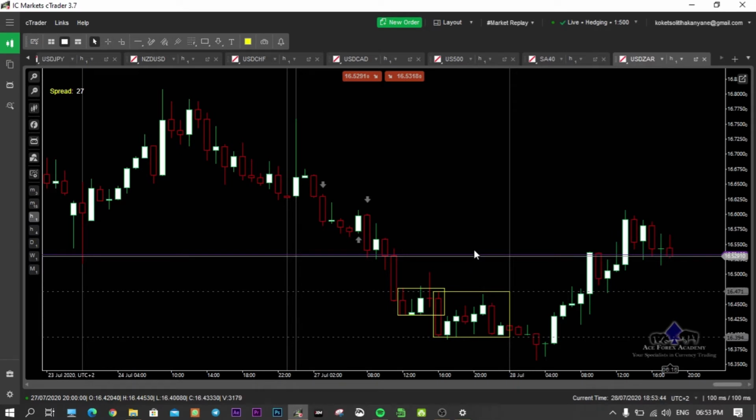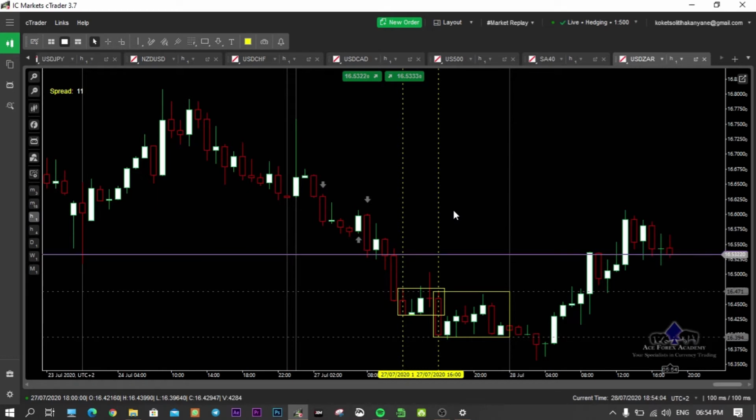All right, and those are our 2 points of interest for this particular pair, which is the United States dollar against the South African rand, right? Now let's dive a little bit deeper and get to understand these trading opportunities. We will start with the first consolidation region, right?